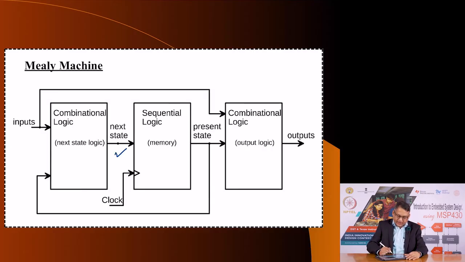This is my next state, this is my present state. That present state is being fed back into the combinational logic, but some or all the inputs are being fed into the output combinational logic, and therefore, these outputs are dependent not only on the present state, but also on the present inputs. And these are two alternative methods of implementing the finite state machine using the Mealy model or the Moore model.